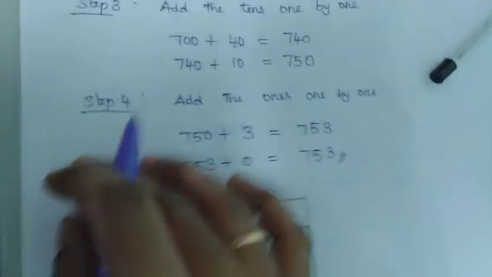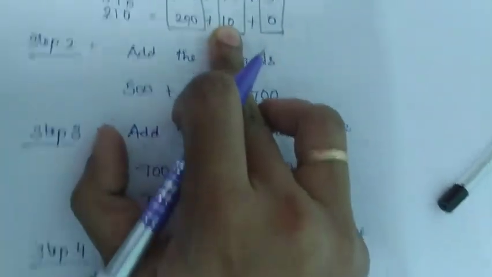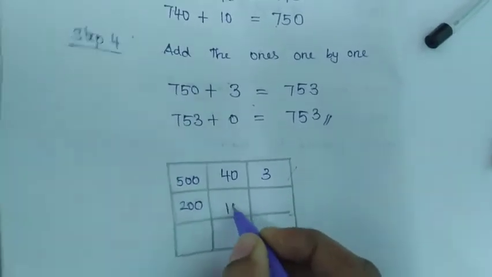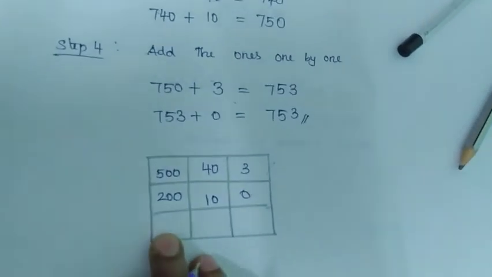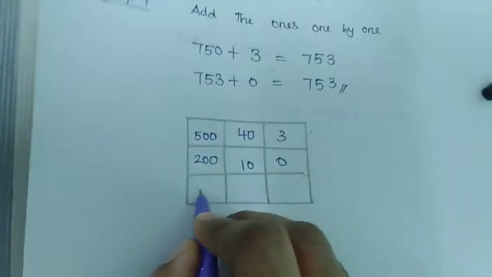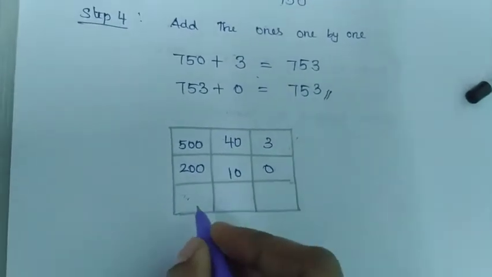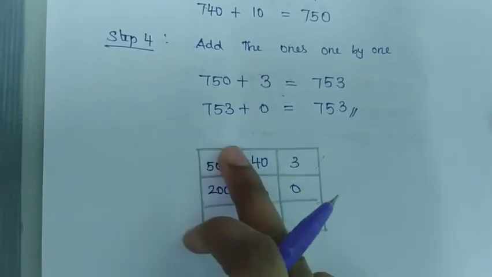Now in the same way, write the second exponent form. 200. So put 200. 10. What is the next number? 10. The next number 0. So put 0. Understand? Now we want to write this. Now we are writing step 1. Step 1 is the exponent form. We write the exponent form.